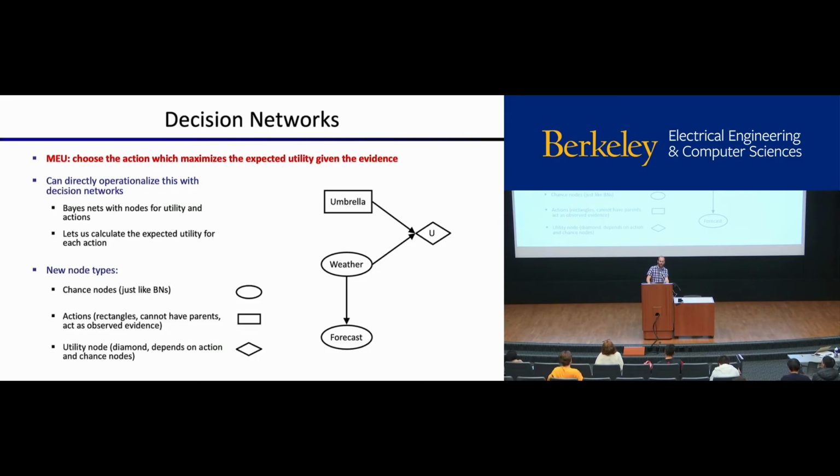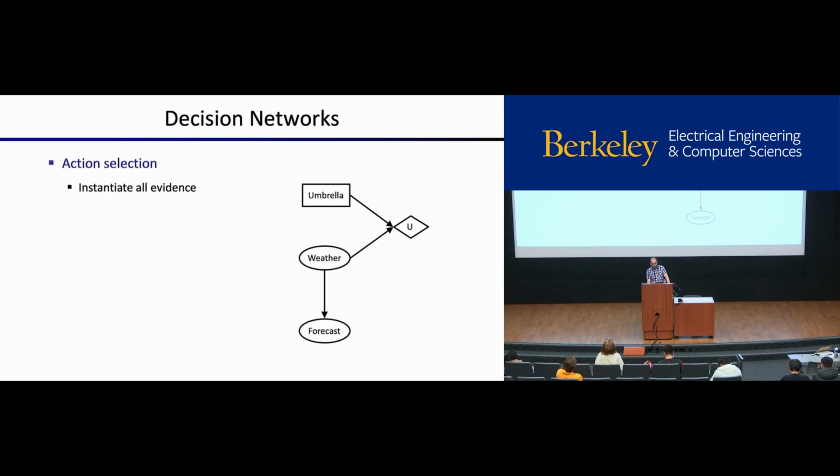So there are some new types in here you might have noticed. We have chance nodes like before. These are rounded. But now we also have actions, which are rectangles. They can't have parents, and we'll treat them as observed evidence when we're taking expectations. And then we have utility nodes, and these are going to be diamonds, and they will depend on action and chance nodes in general.